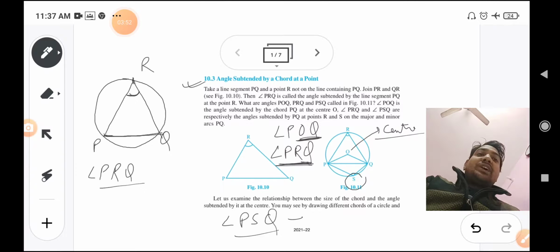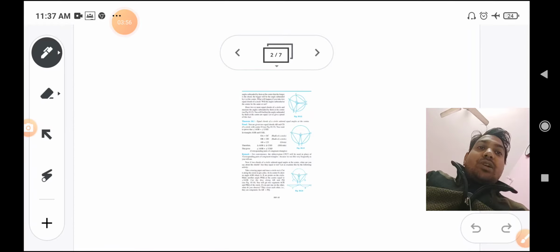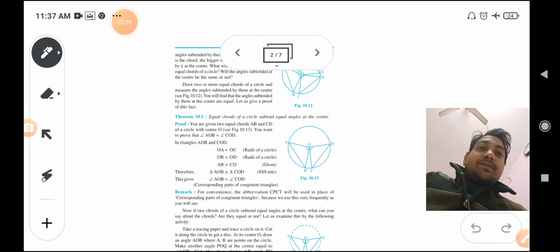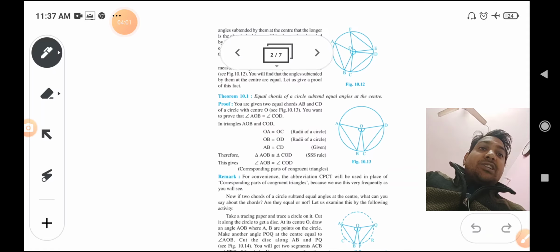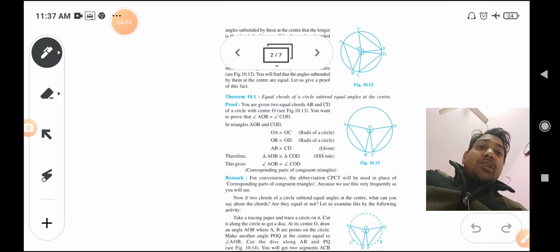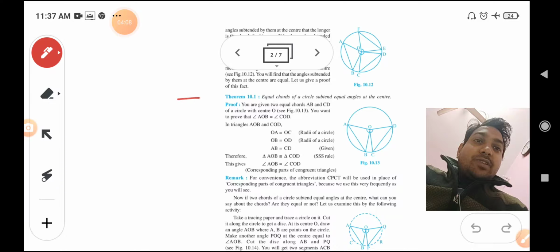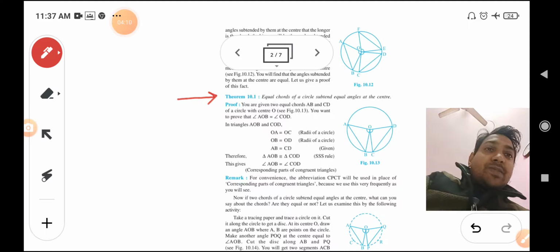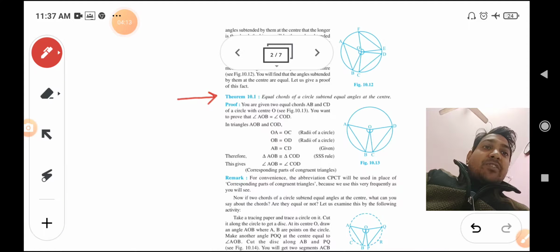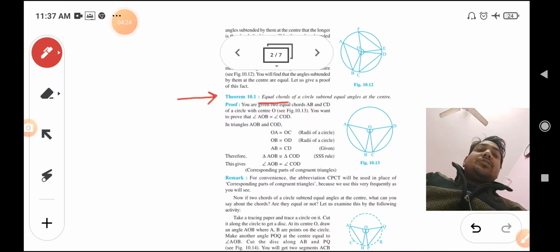So coming to the next point, here we are dealing with a theorem. Theorem 10.1, it's a very important theorem. See what Theorem 10.1 is. Equal chords of a circle subtend equal angles at the center. Means if the chords are equal, then they subtend equal angles at the center, right? So how can you prove it?